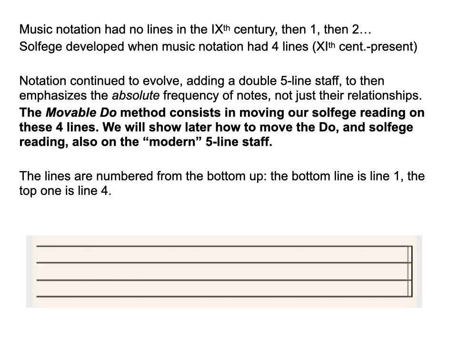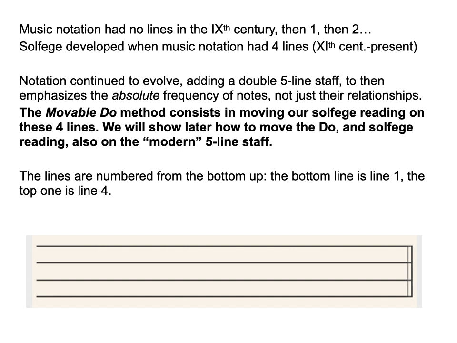Music notation had no lines in the 9th century. They were just words with little signs on the words to say this goes up, this goes down. Then they added a line, then they added 2 lines, and solfège developed when music notation had 4 lines in the 11th century. Still, solfège is used today. Then notation continued to evolve, adding a double 5-line staff, which at the time was, and still is, meant to emphasize the absolute frequency of notes, the relationship to the material world, like instruments made of wood and metal.